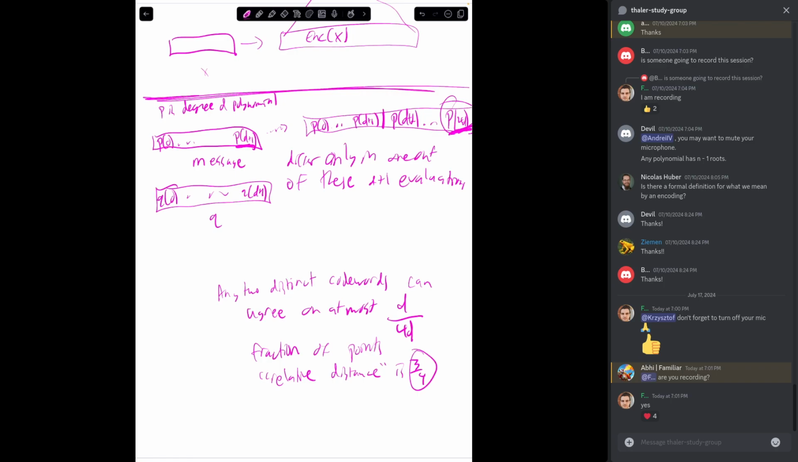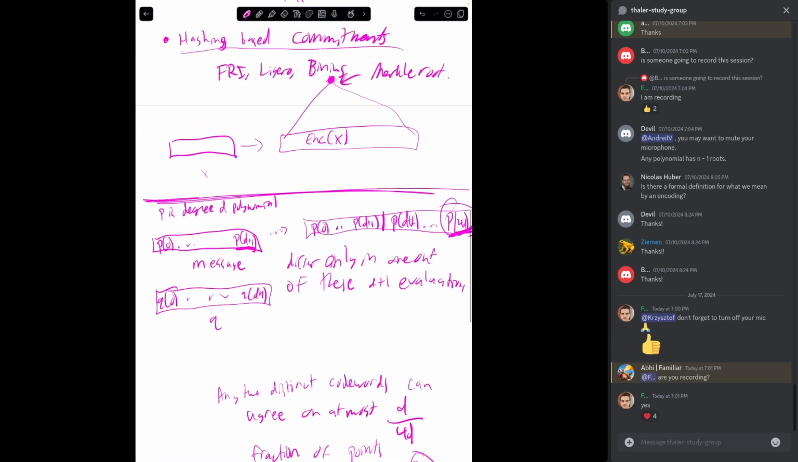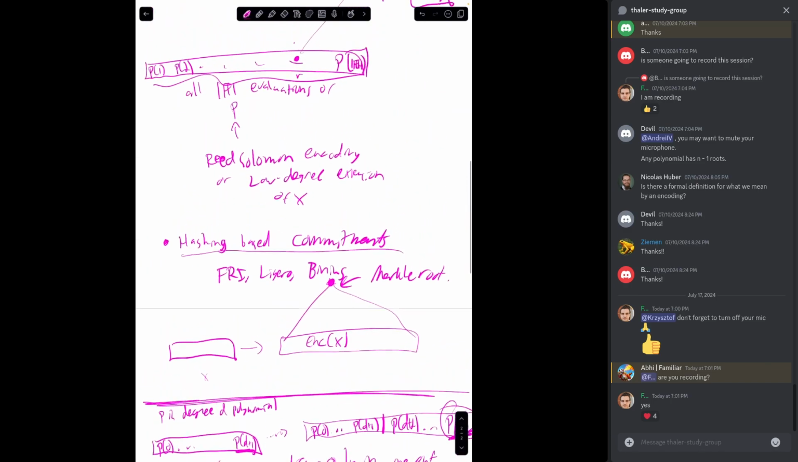Yes, sir. But then D plus one evaluations were enough to ensure soundness against the malicious prover. Then why is it that this extra information is not amplifying soundness in any way? Just wanted to double check. No, so it is. It is.